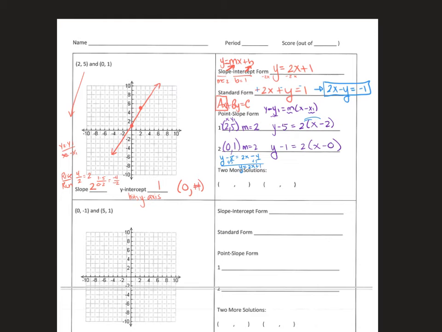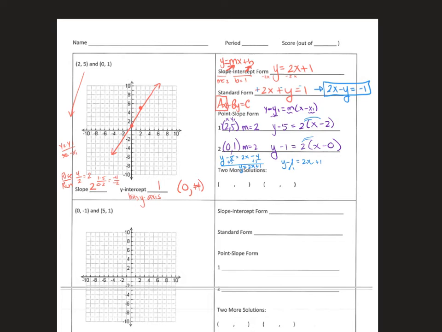And the same thing would be true of the second equation. If I distribute, I get y minus 1 equals 2x plus 0. You don't even need to write that. And I add 1 to both sides, and I get y equals 2x plus 1. So you can really go in circles and pretty much check everything on these. And 2 more solutions would just be any other ordered pairs along the line.